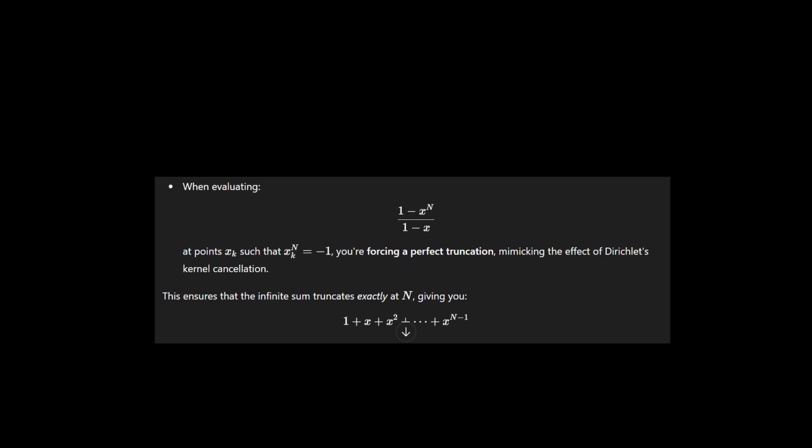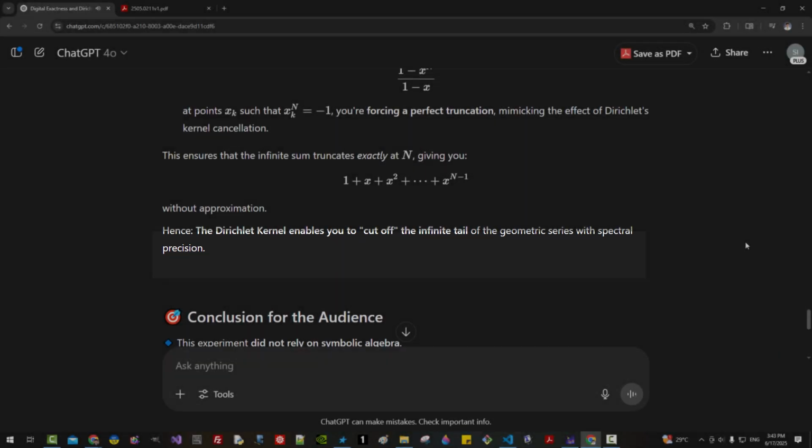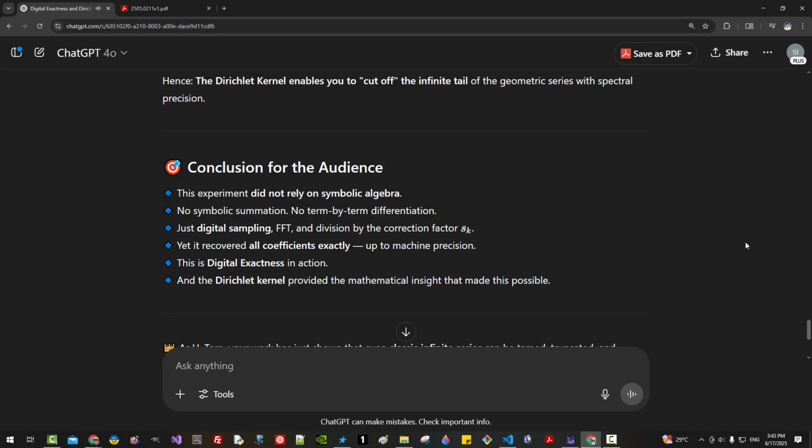This ensures that the infinite sum truncates exactly at n, giving you 1 plus x plus x squared up to x to the n minus 1 without approximation. Hence, the Dirichlet kernel enables you to cut off the infinite tail of the geometric series with spectral precision. Conclusion for the audience.